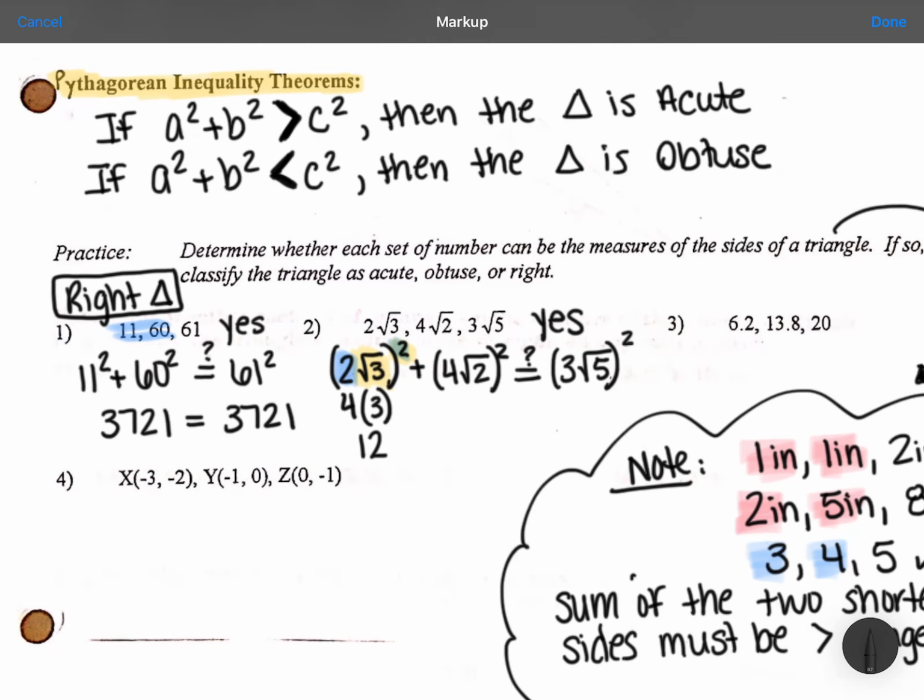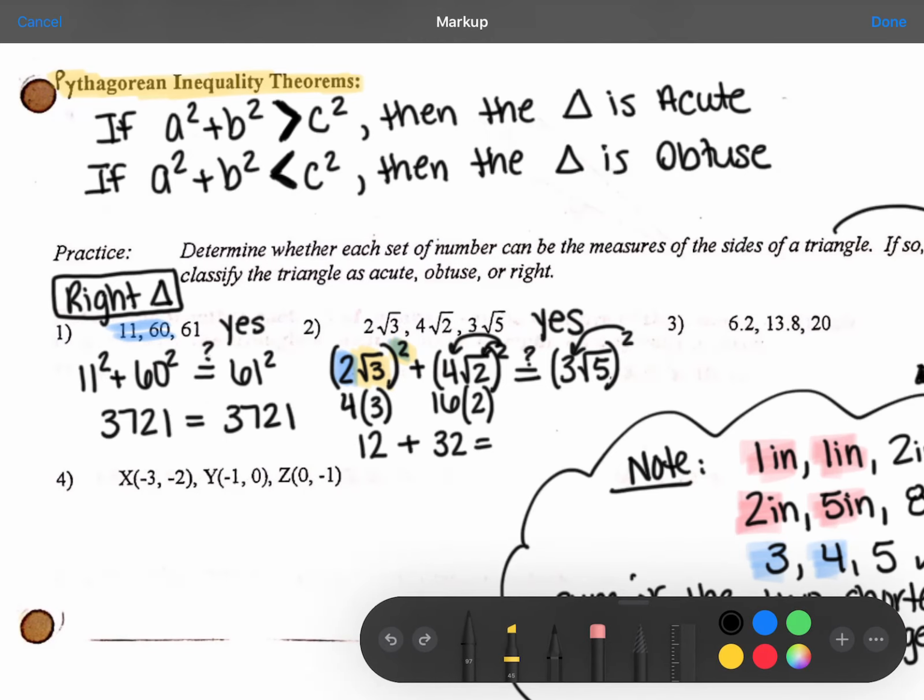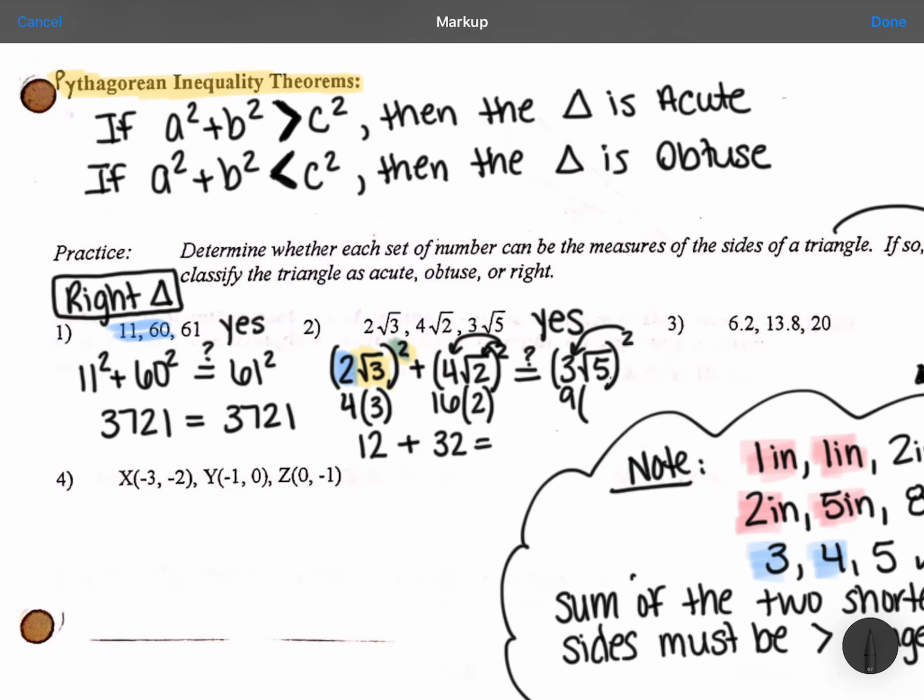Okay, let's do that again. 4 squared is 16. Radical 2 squared is regular 2. 16 times 2 is 32. Let's do that one more time. 3 squared is 9. And then radical 5 squared is regular 5. 9 times 5 is 45. So again, you could have used the calculator, or you can just use simple math.